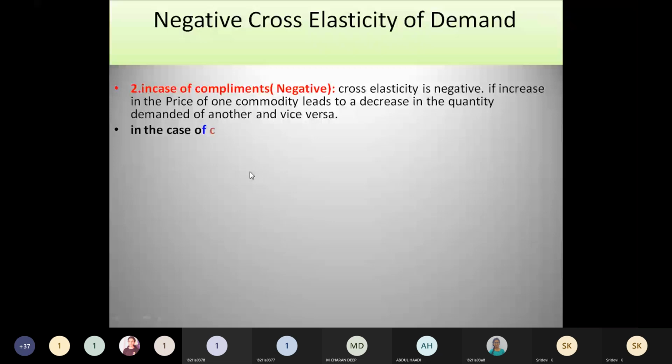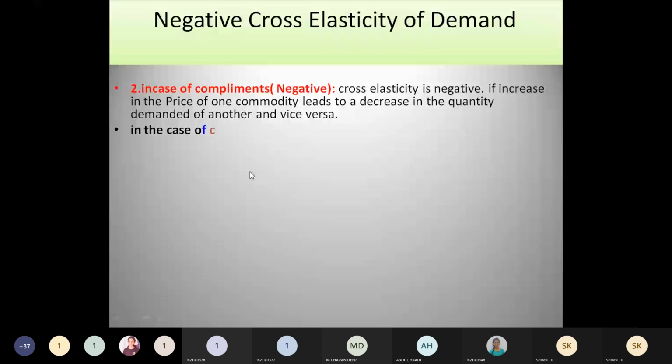As joint products is there, no? This we have discussed while discussing about the cross demand. So I am going very fast now. So in this case, what happens?